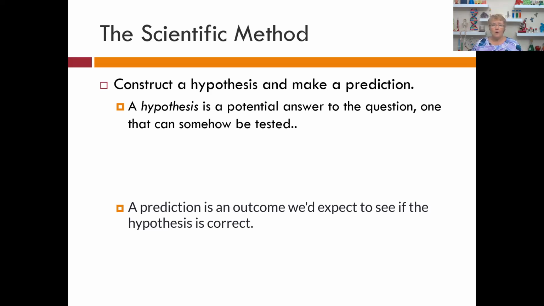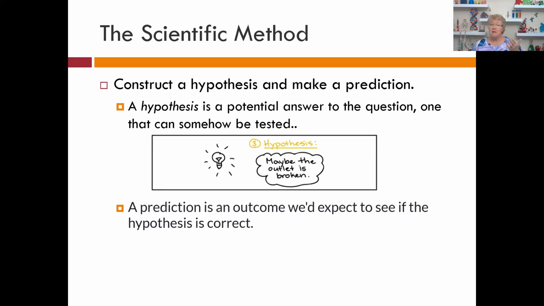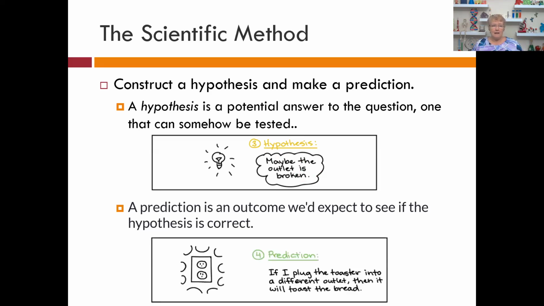Now, usually we're going to put our hypothesis and our prediction together in that one if-then sentence. So if we start with just the hypothesis, let's pick the outlet being broken, because that's what this one did. So maybe the outlet is broken. Then the prediction is going to be what we would expect to see if indeed the outlet is broken. If I plug the toaster into a different outlet, then it will toast the bread.